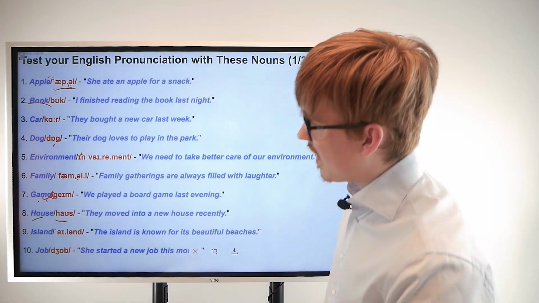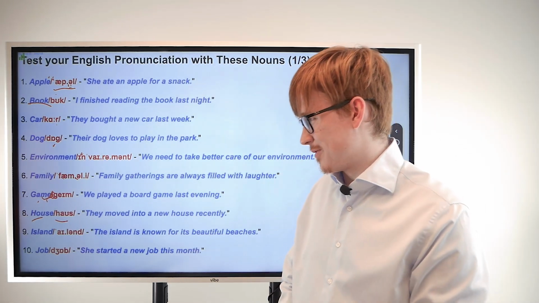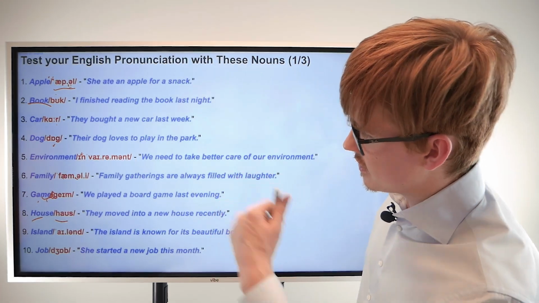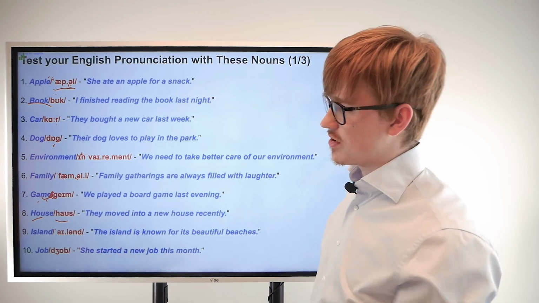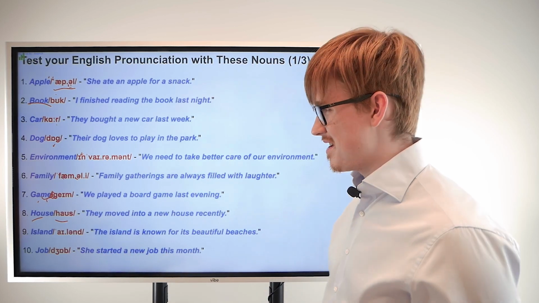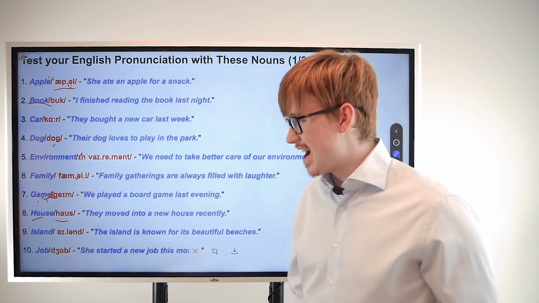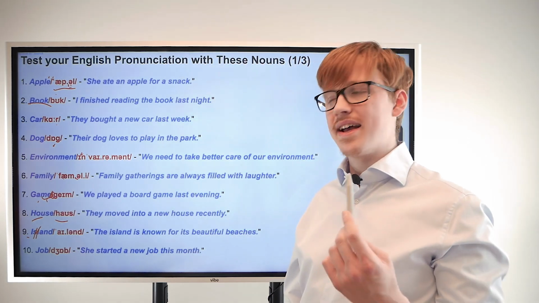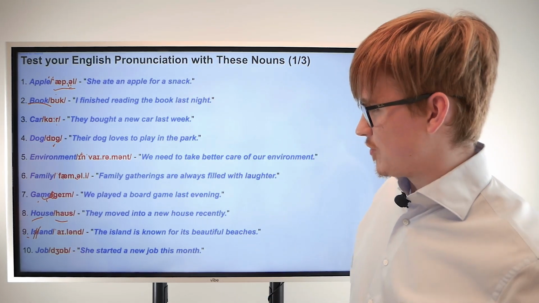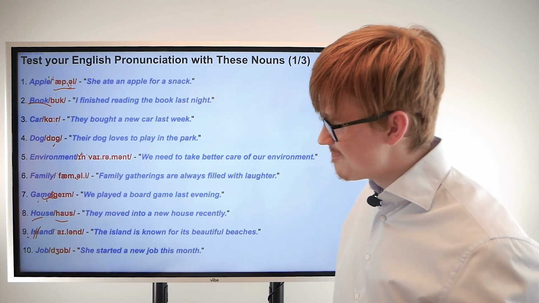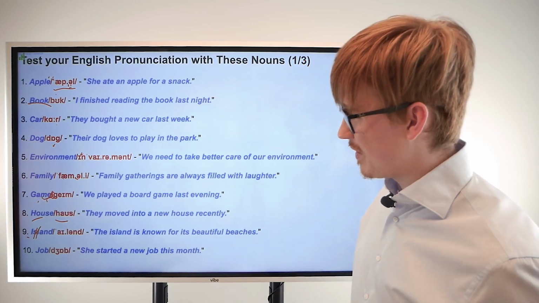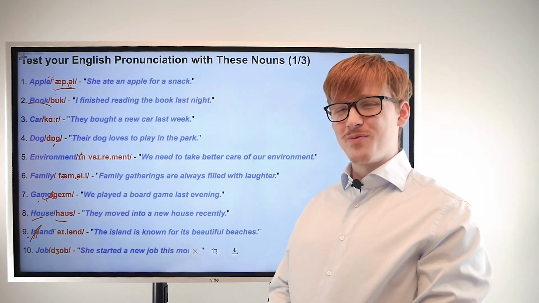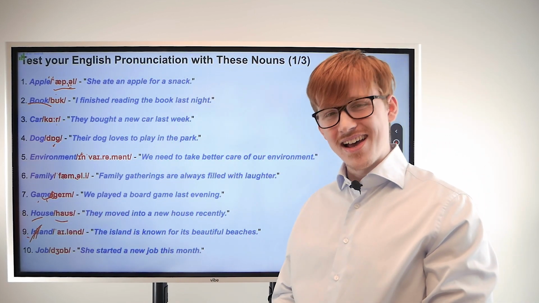Number 9, we have island. So this is an interesting one, guys. The island is known for its beautiful beaches. Island, as you can see, it should be pronounced Iceland, right? Because we have the S. But funnily enough, it's not. We actually just miss out that S entirely, and we would just say island. Don't ask me why. I don't know, but it is an interesting one. If you are interested, put it in the comments and we can find out the reason for that. But we do miss out that S sound, island.